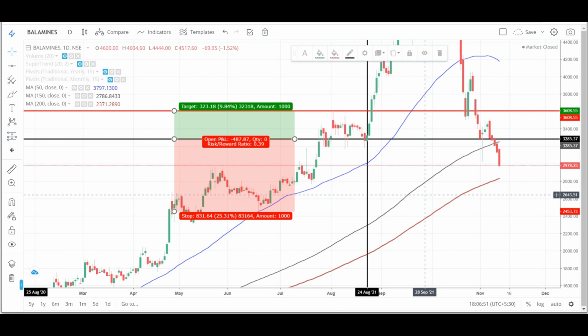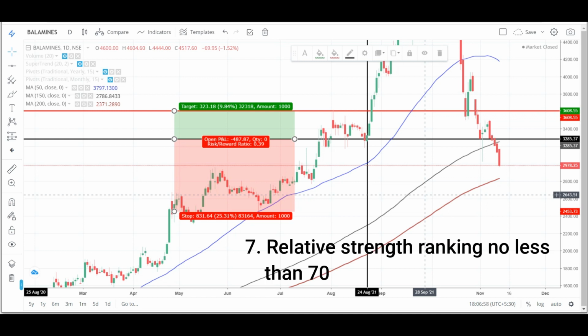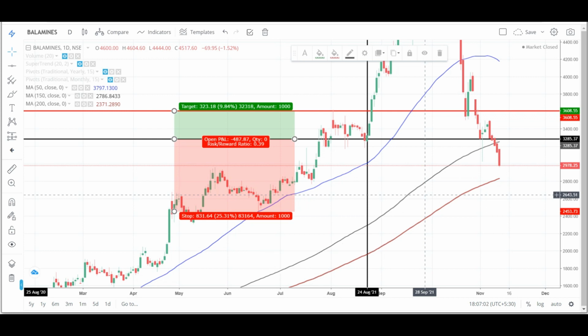Now the seventh criteria is regarding relative strength. It says that the relative strength ranking is no less than 70 but preferably in the 90s, which will generally be the case with the better selection. I don't personally follow this relative strength thing, and still I am getting good enough results.